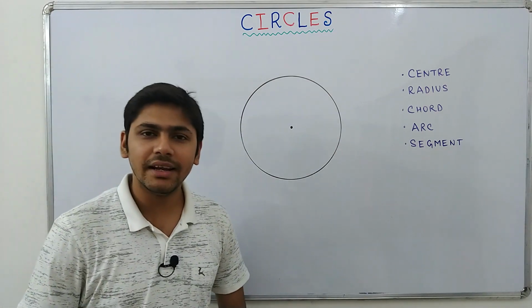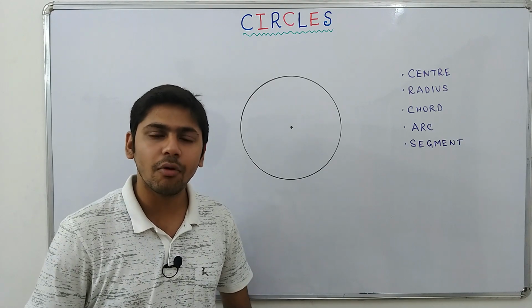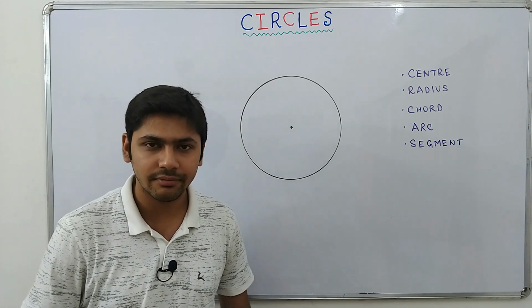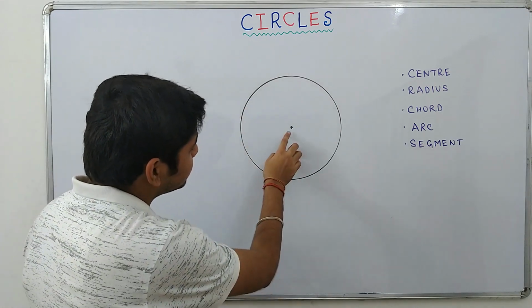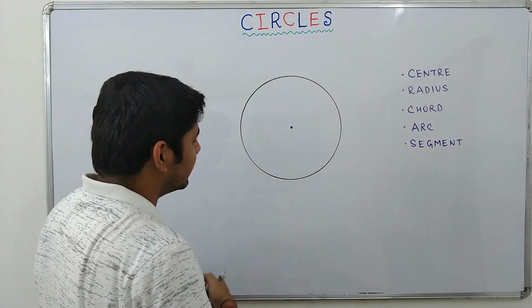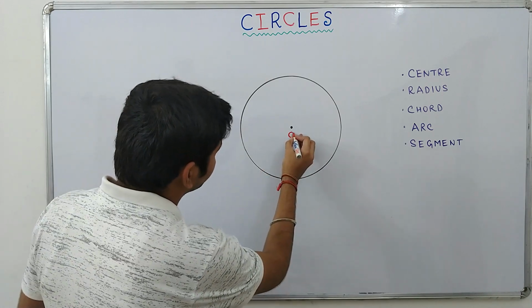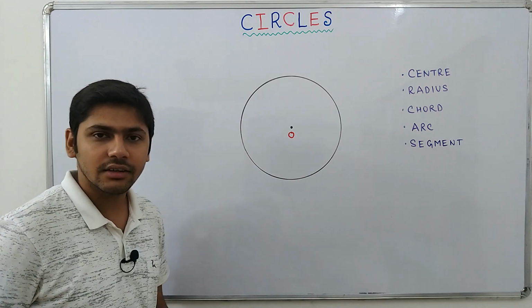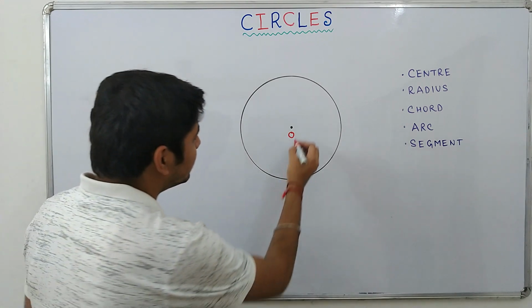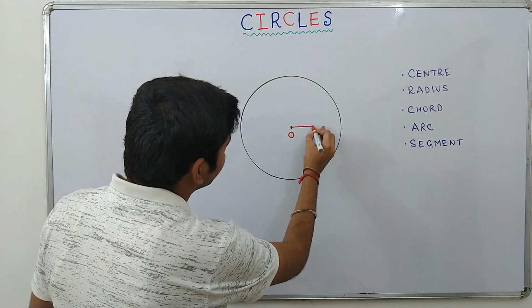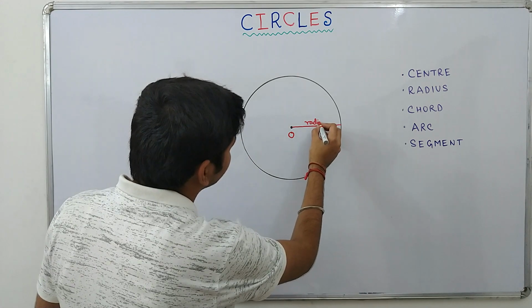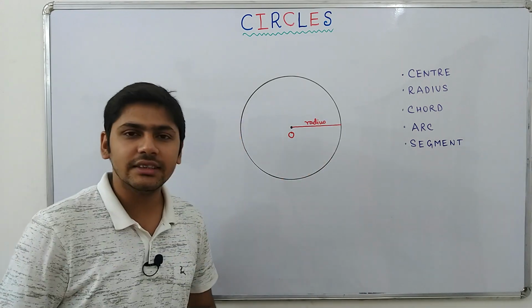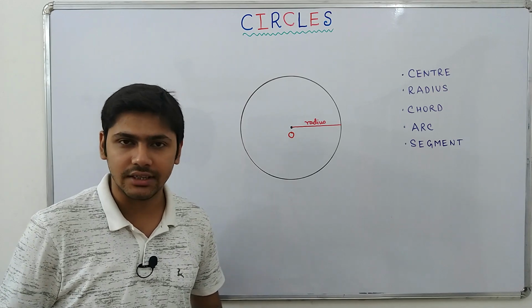Circles. Before beginning with the theorems, let's brush up on a few basic things about circles. We all know that this is a circle and this point over here is the center of the circle. We call it O. Then comes radius. What is the radius? The length from the center of the circle to the circumference is called the radius. The radius of a circle is fixed and constant.